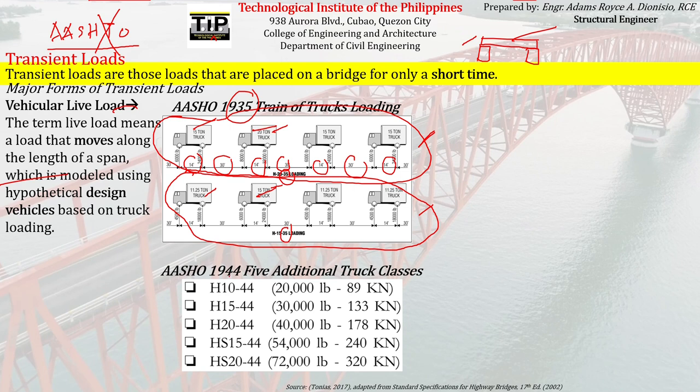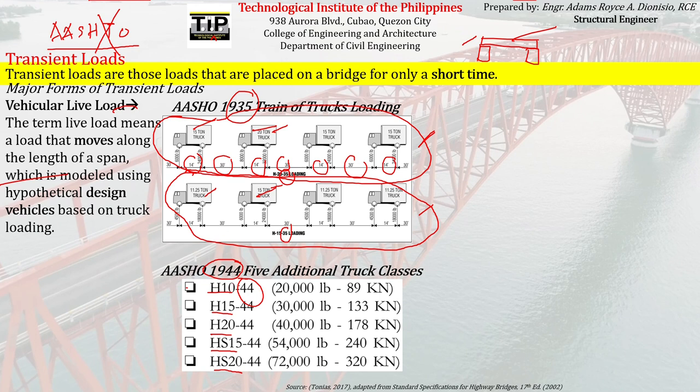ASHO added 5 additional truck classes, which are H10, H15, H20, HS15, tsaka HS20. Okay? So, in addition to H20-35, tsaka H15-35, meron na ring H10-44, H15-44, and so on and so forth. So, bakit may 44 dito na nakalagay? Kasi nga, they are made way back 1944. Okay?